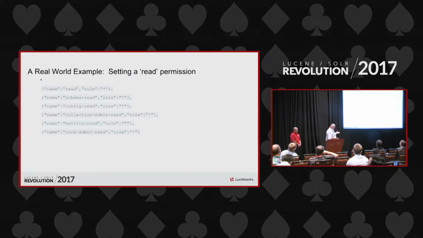Okay, so this is an example of a real-world read permission. As I said, you see up the top there, I just defined read. Well, if I had done that, then people are going to be able to get into the app, but they're not going to be able to access all the features of the Solr admin console. To do that, you need to have these following permissions, right? I need to give them permission to read the schema, the config, the collection admin, metrics, and core. And that's the minimums for a full non-erroring read of your Solr admin dashboard.